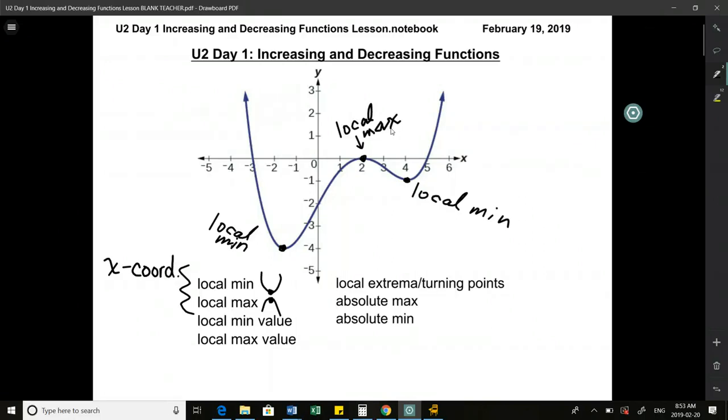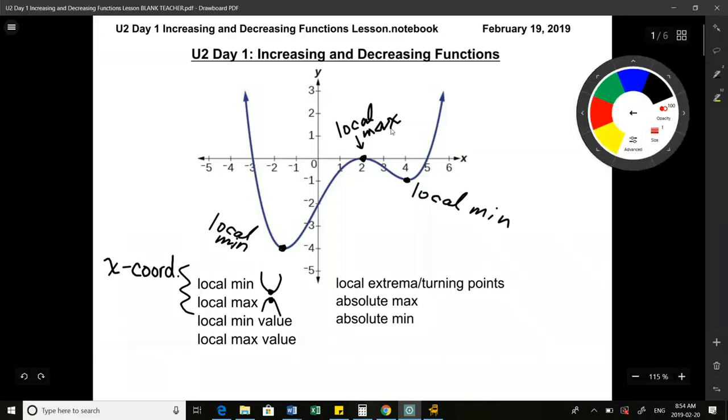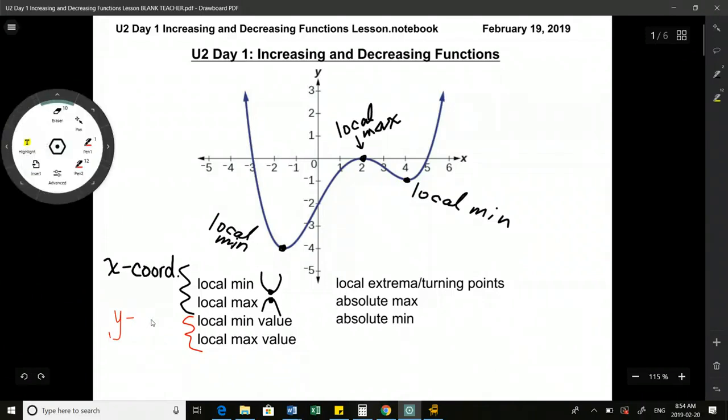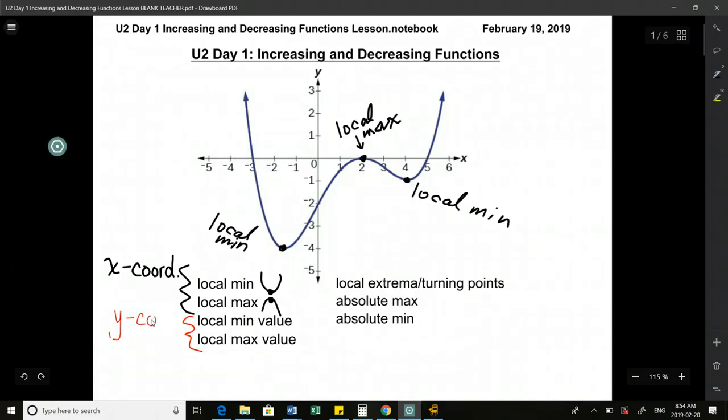Now, when we say local min value and local max value, we're still talking about the same point, but this time we're talking about the actual y value of that point. So how high or how low does that point go as far as the y-coordinate. Here we've got a local max value at 0. We also have local min values maybe around -1 and -4.